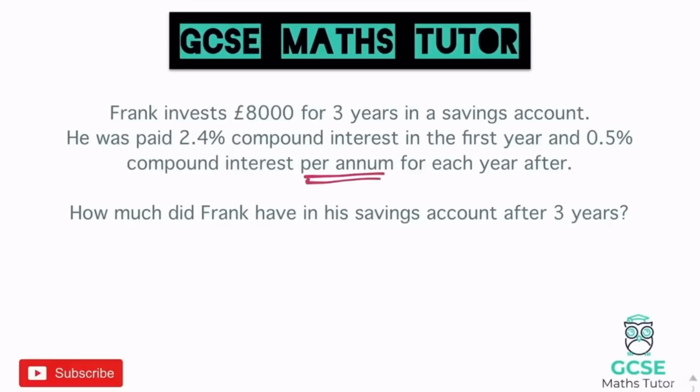How much did Frank have in his savings account after 3 years? Now for this one here, we're going to have to take it in 2 steps, because in the first year we get 2.4%. So we can work out how much he gets in the first year, and then we'll have a look at this 0.5% following that.